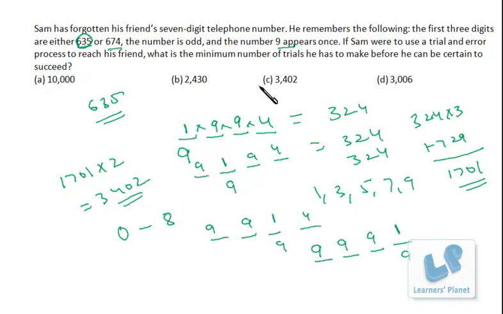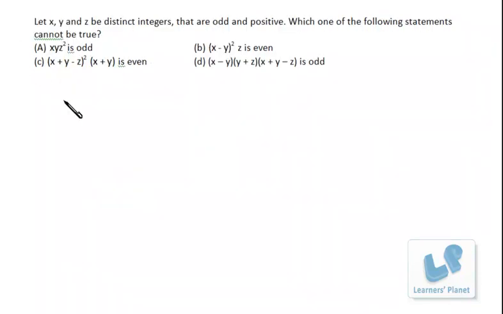Okay, quite a simple problem. Now let's see this question. X, Y and Z are distinct integers that are odd and positive. Which one of the following statements cannot be true? X, Y and Z are odd integers.